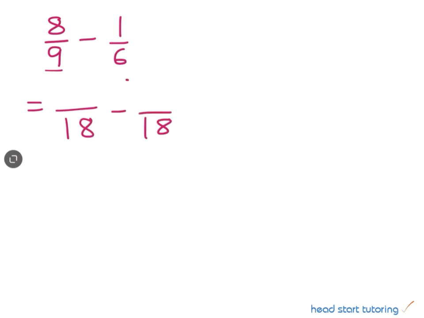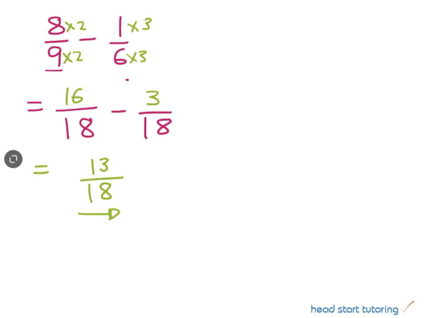So we multiplied 6 by 3 to get 18, so we need to multiply our 1 by 3 as well. So 1/6 is equal to 3 over 18, and we multiplied our 9 by 2, so we need to multiply our 8 by 2 to get 16. So 8 over 9 is equal to 16 over 18. Now that we have a common denominator, we know that 18 is going to be the denominator in our answer as well. And then we just minus our numerators. So 16 minus 3 is equal to 13. So 8 over 9 minus 1 over 6 is equal to 13 over 18.